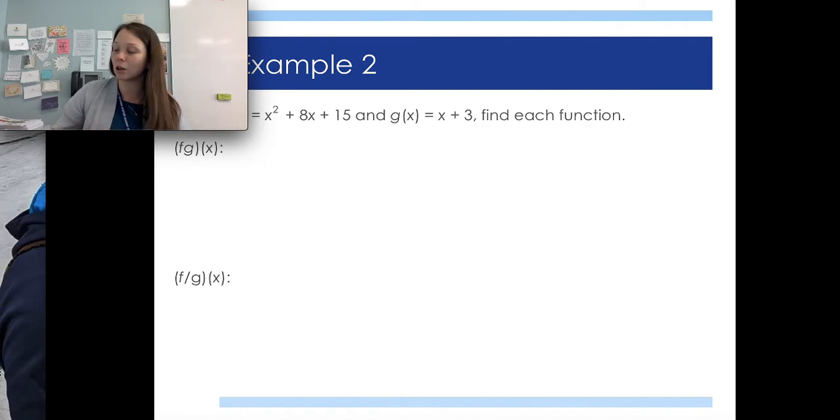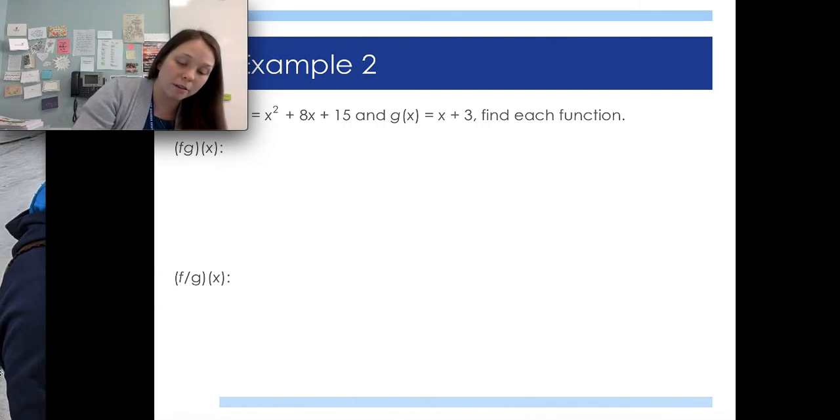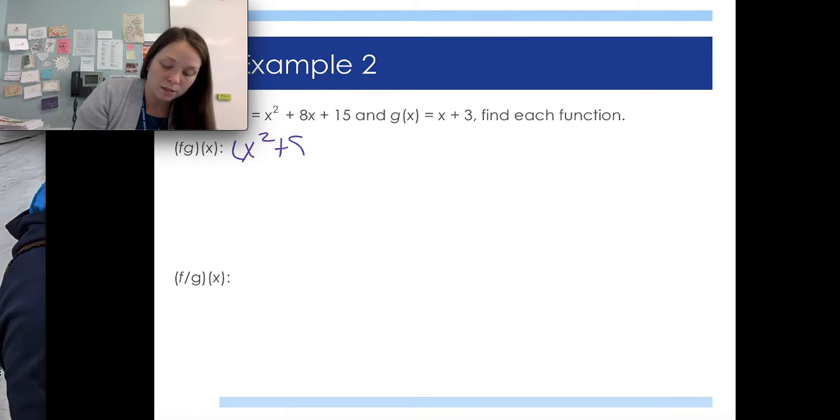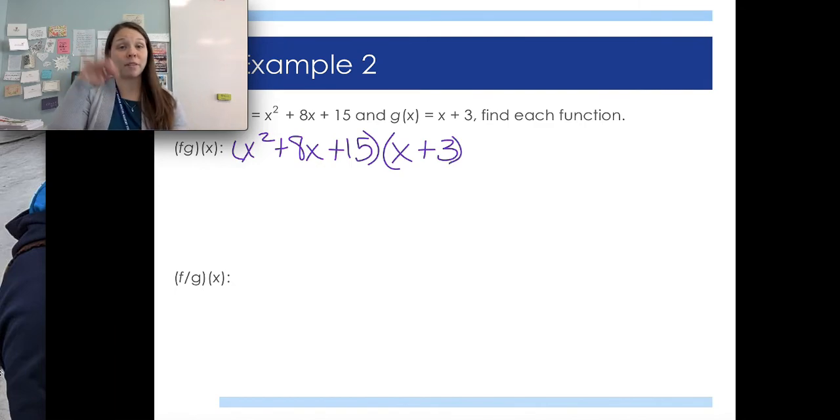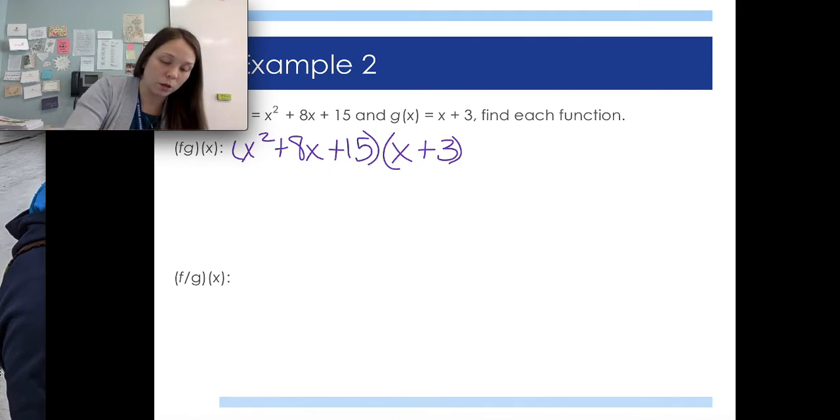Example 2, let's take a look at multiplication and division. So multiplication, I have f times g of x. So I'm going to take function f, which is x squared plus 8x plus 15. And then that's going to be times the second function, which is x plus 3. I'm going to use a distribution method to multiply these, but there are other methods that we've talked about this year that you could use.